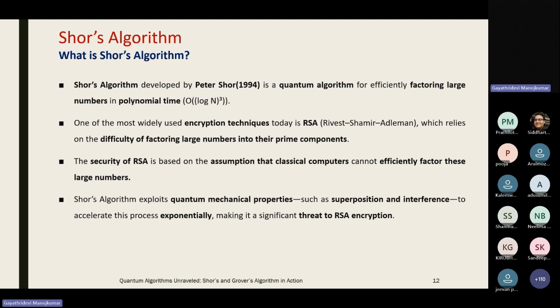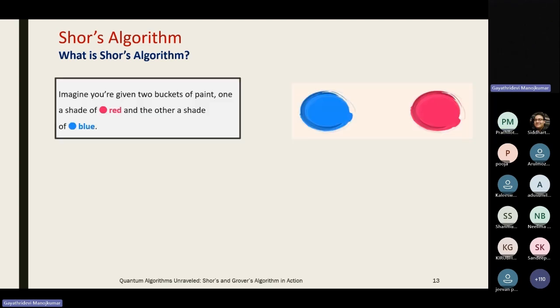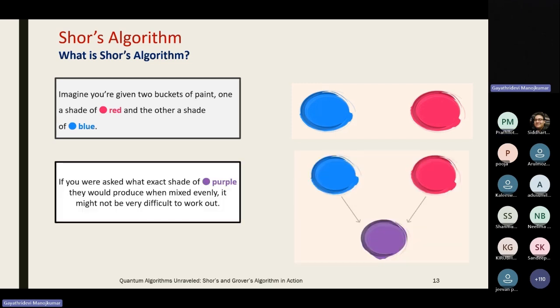So I'm going to first explain what factoring is. Consider I'm giving you two buckets of paint, one red and one blue. Now I'm asking you to make purple. Then it will not be very difficult for you, right? You will mix the colors and come up with purple.